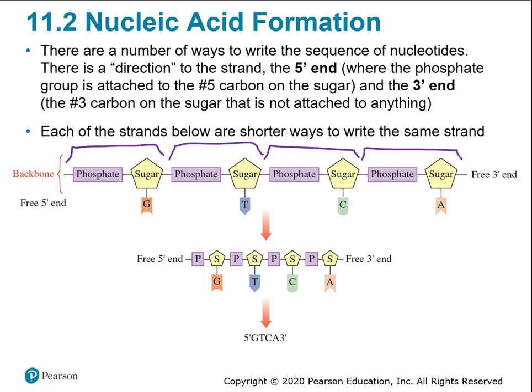So the top one, where you write out the word phosphate and write out the word sugar, you can simplify it by just using a P. So the P in this part right here is just showing you that we can take phosphate and shorten it to a P because it's a little faster to write. We can take the S, sugar, and just shorten it to an S. So we've got a phosphate to a sugar to a phosphate to a sugar.